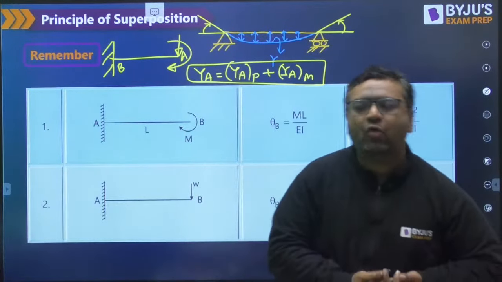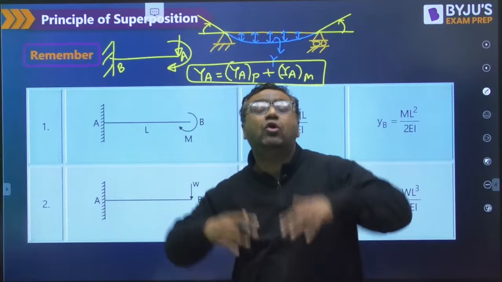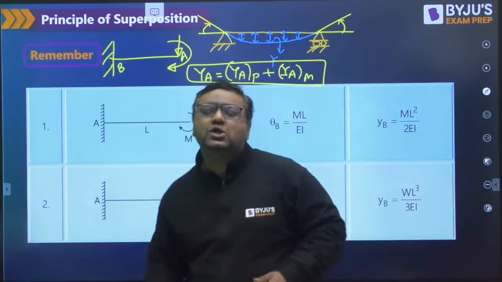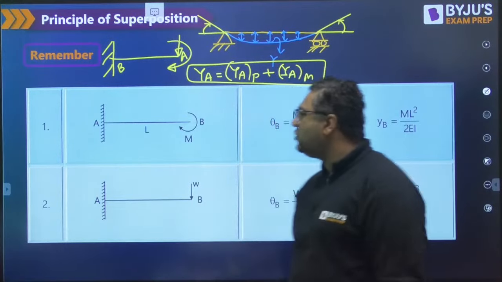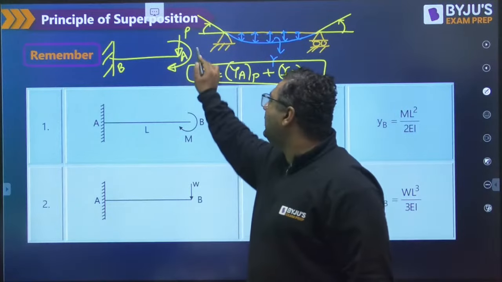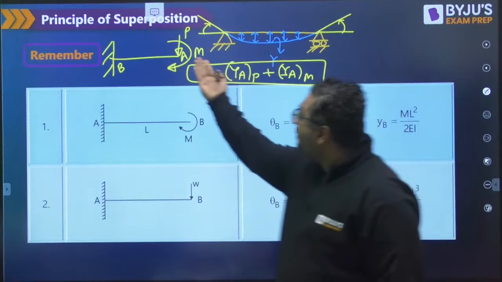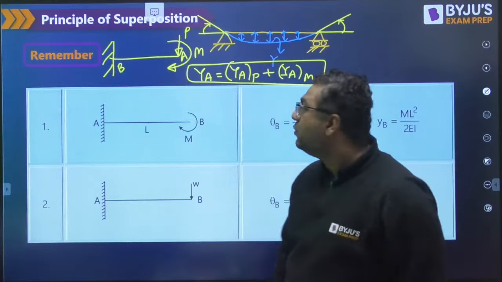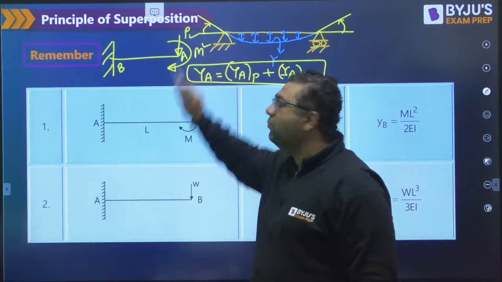This is how we use the principle of superposition. If you have more than one load, then the total deflection comes from both, so the algebraic sum of their individual effects is your answer. First we imagine only P is acting, then only M is acting, and we just add them. But to apply this, we need to know the values: what would be the deflection because of load P, and what would be the deflection because of moment M?